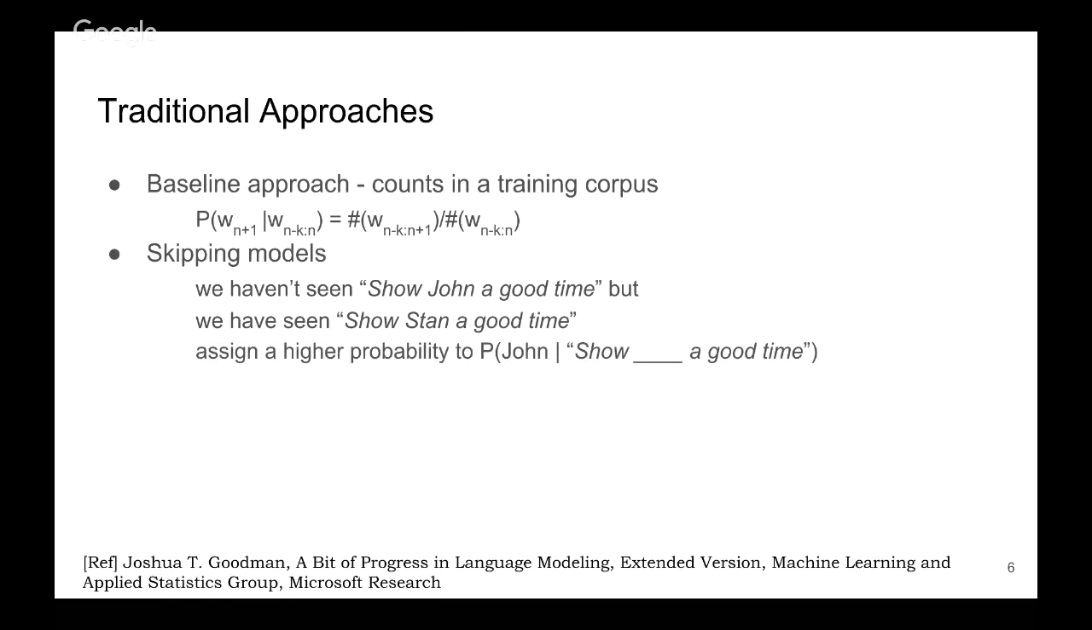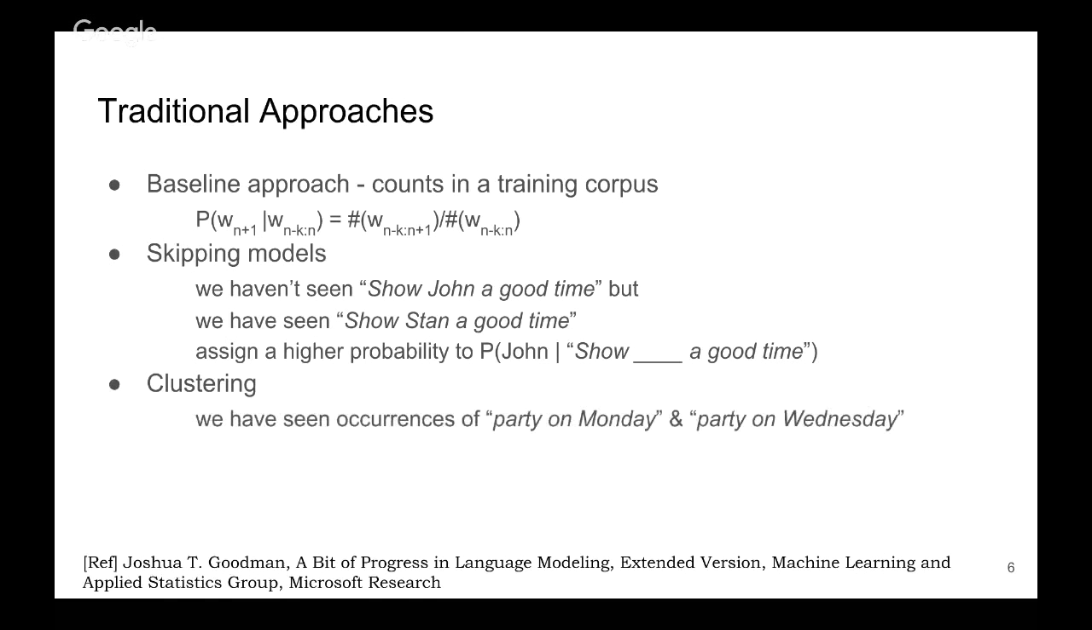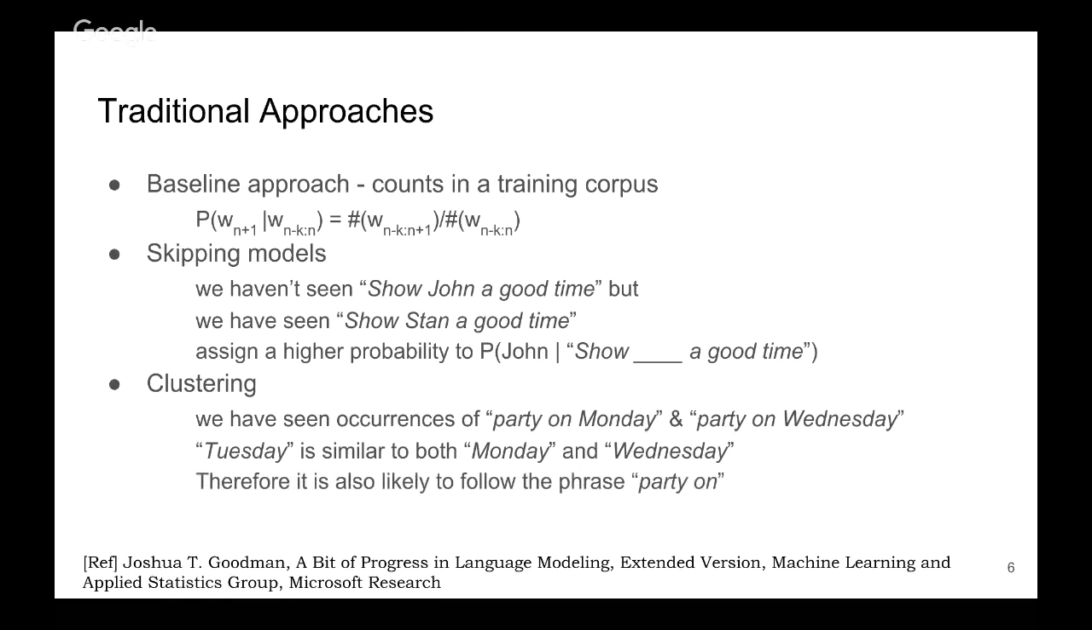So the idea is to skip the word John and give a good probability that is almost close to the probability for "show Stan a good time." And there are other approaches like clustering, where you just cluster the words and use that to predict the next word. For example, let's say you have observed "party on Monday" and "party on Wednesday" in your training corpus, but you have not observed "party on Tuesday." But you have clustered Monday to Sunday together. So it's going to increase the likelihood of the word Tuesday to follow the sentence "party on." And there are so many other approaches.